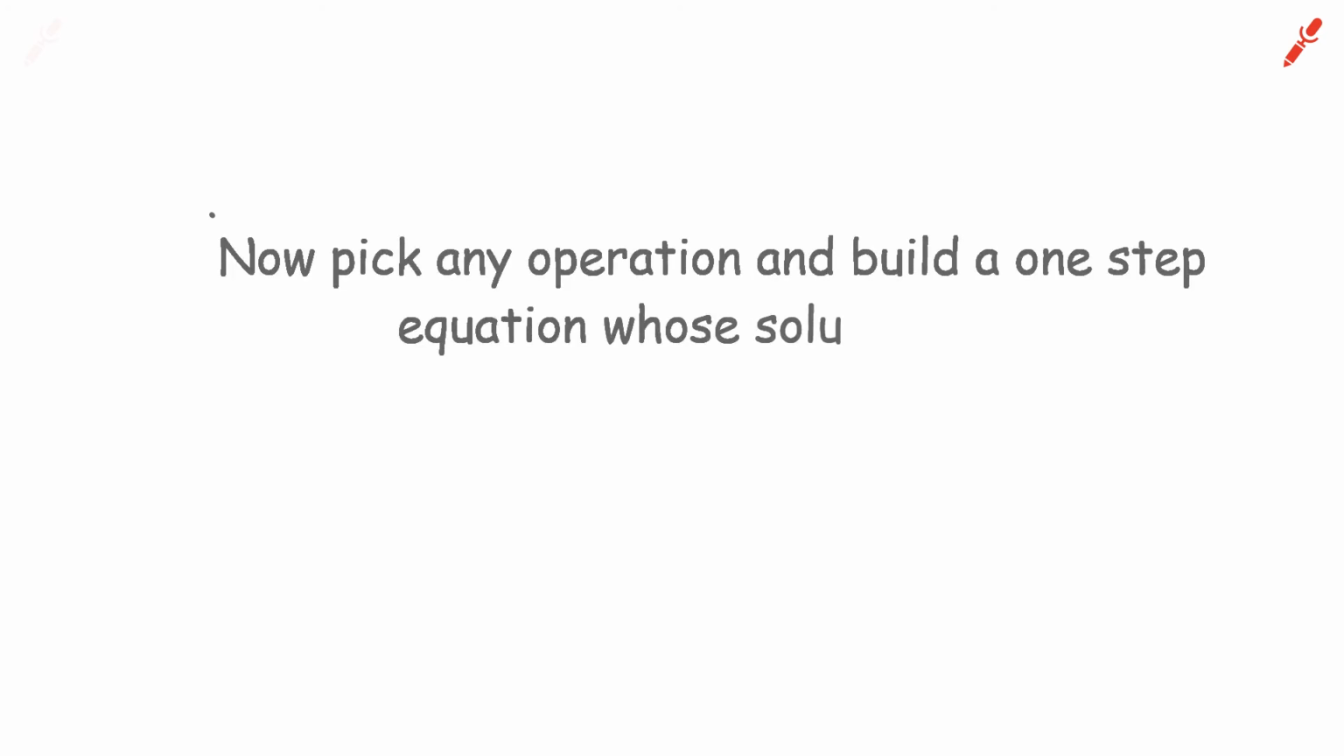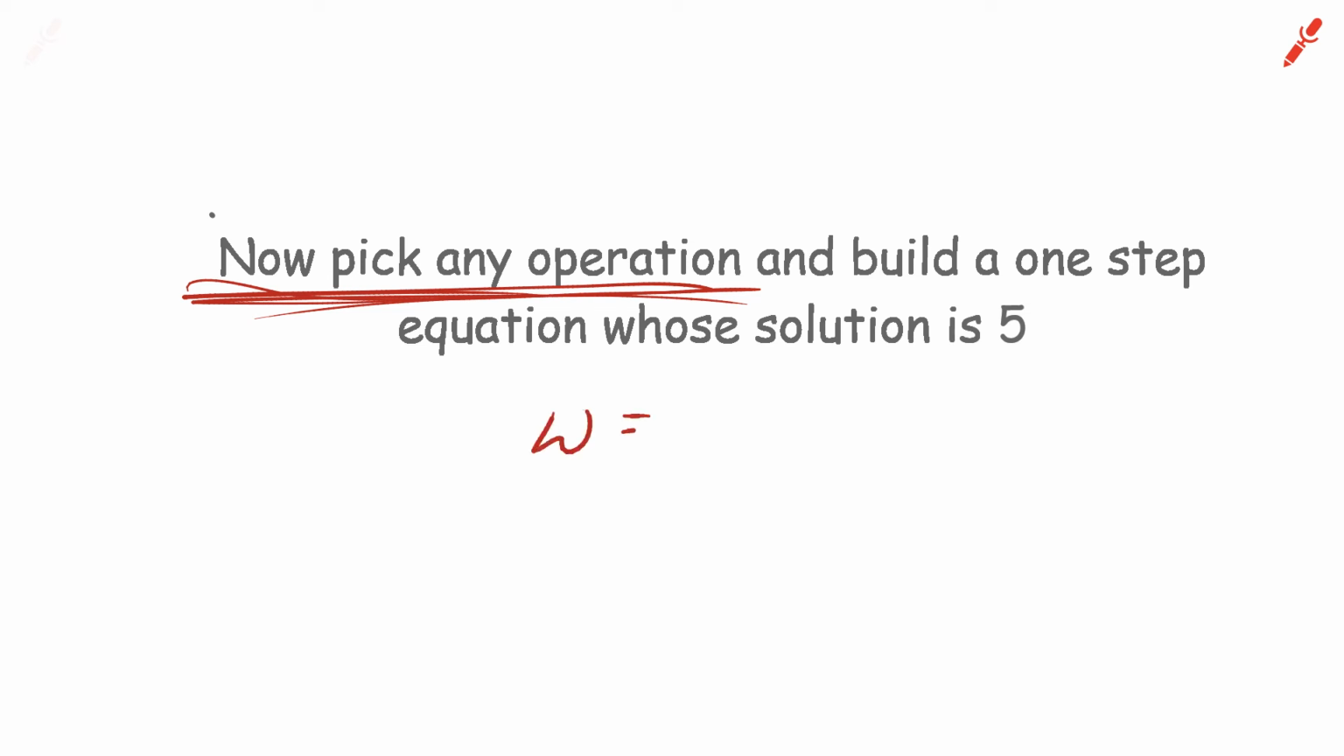Sorry about that. Now what we're going to do is, rather than me give you the operation, you guys are going to come up with the operation on your own. So I want you to pick any operation at all, and build a 1-step equation whose solution is 5. So I start off with w equals 5. Why w? Because I chose to.